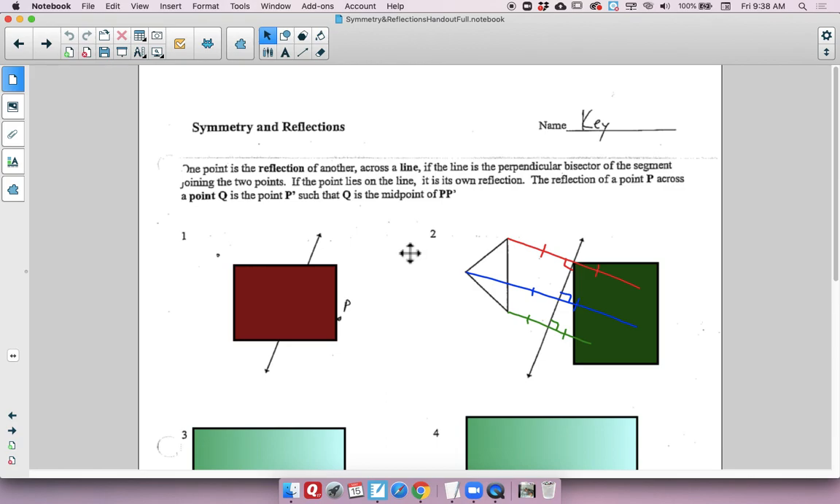let's take a look at symmetry and reflections and go through this worksheet. So again, one point is the reflection of another across a line if the line is the perpendicular bisector of the segment joining the two points. Okay. So this line, whatever we're talking about, has to be the perpendicular bisector of the segment between the original point and the point we're reflecting across. Okay? All right.